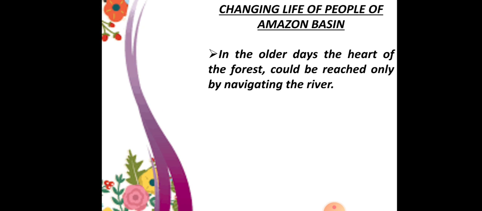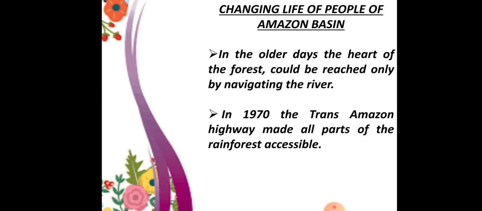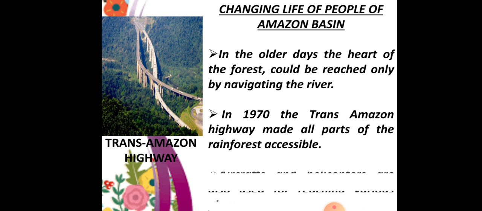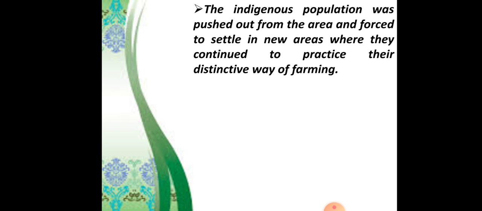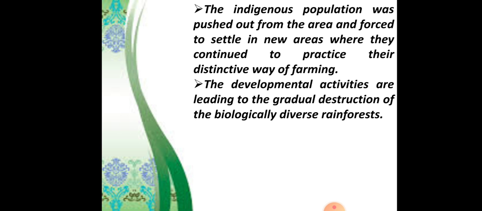Now, changing life of the people living in the Amazon basin. In the older days, the heart of the forest could be reached only by navigating the river. In 1970, the Trans-Amazon Highway made all parts of the rainforest accessible. Aircrafts and helicopters are also used for reaching the places. The indigenous population was pushed out from the area and forced to settle in the new areas where they continued to practice their distinctive way of farming.